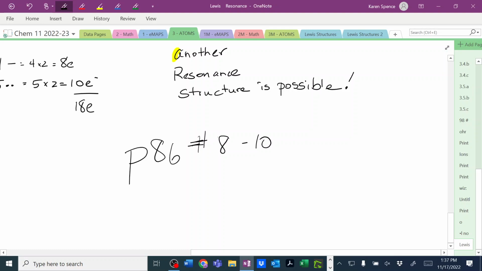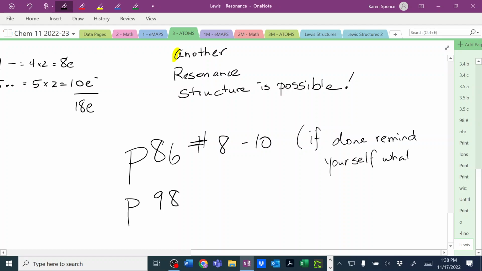And then, let's see, let's give you page 98. If you've already done it, that's fine, but do go back and look at it again. If already done, look at it so you remind yourself what it looks like. Because we've been doing so many covalent bonds, you don't want to be like, oh, I've got an ionic compound and I'm trying to draw a covalent Lewis structure.